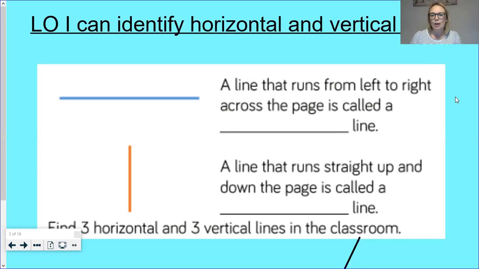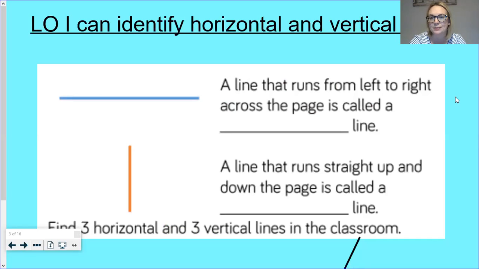What I'd like you to do is pause the video, have a look around you in the room you're in, or perhaps around your house if you want to go for a little walk around. See if you can find 3 horizontal lines and 3 vertical lines in your house. Pause the video and come back when you've done it.